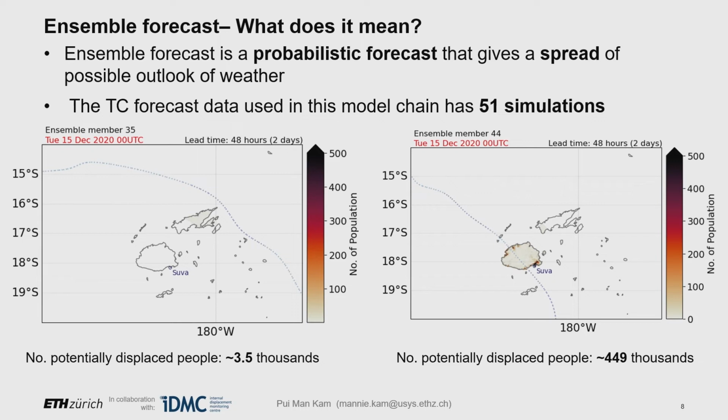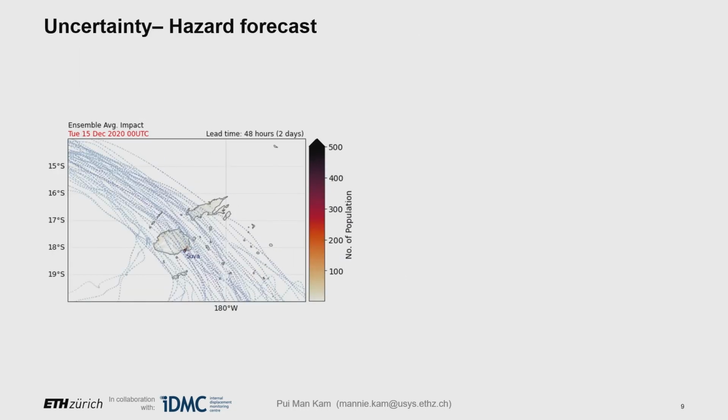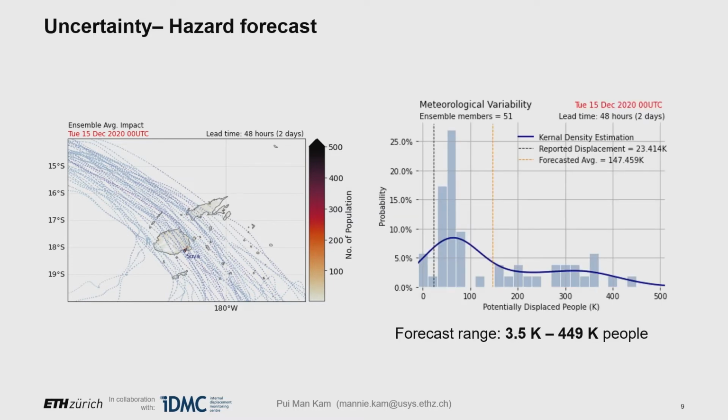And so with 51 simulations, you have 51 different tracks, as shown here. And with all the possible outcomes, that then gives you a probability distribution of where the most probable outcome is, but also not forgetting the very high impact side of it, the tail risk.